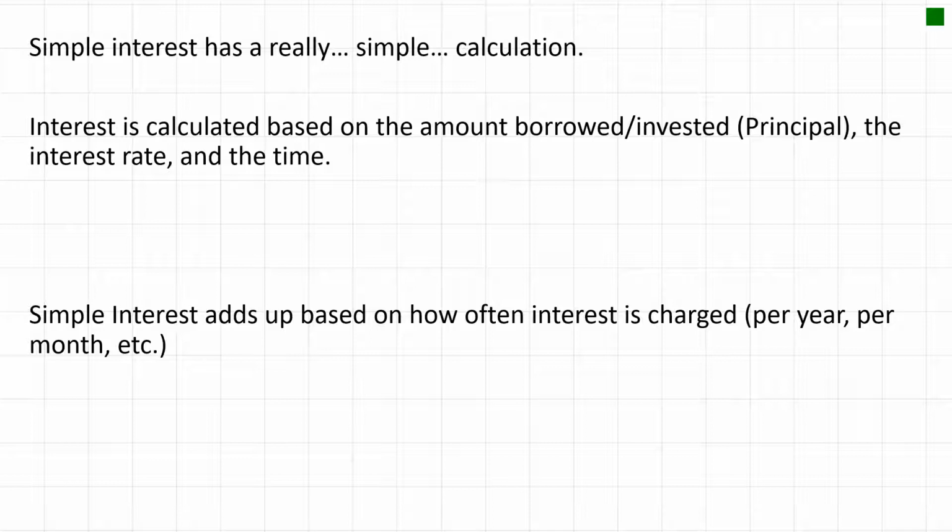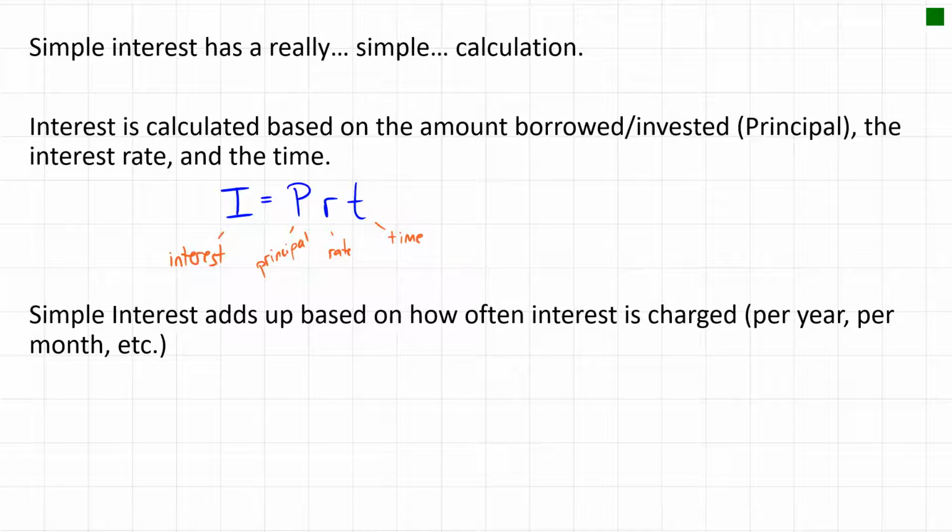So interest is calculated based on the amount that gets borrowed or invested, which we called the principal in the last video, the interest rate, and on the time. And the equation for the interest is I equals P times R times T, or I equals PRT. I stands for the interest, P stands for the principal, R stands for the rate, and T stands for the time.